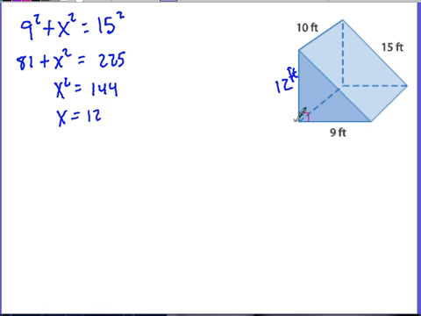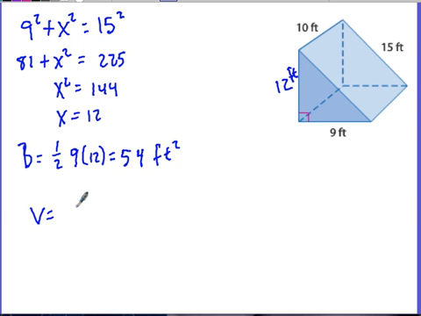So for this one, we just want to find the area of one base. We don't want both bases like we did with surface area. It's just one base. So the area of the base, in this case, is a triangle, so it's going to be 1/2 of 9 times 12. Half of 12 is 6, and 6 times 9 is 54. Right. 54 feet squared is the area of the base. And now to find the volume, volume is just that area, 54, times the height, which is 10 feet.